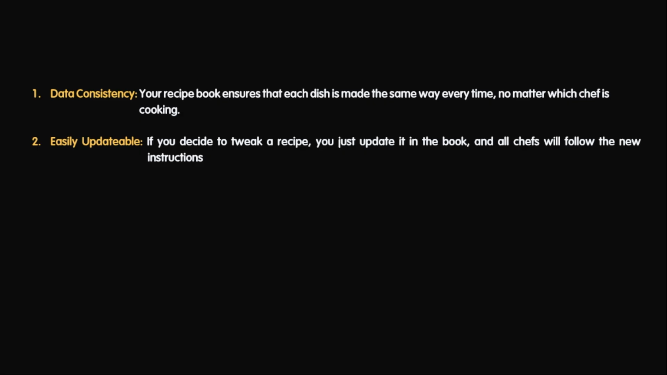And how the restaurant is maintaining the same taste every time is because of the consistency, because they have a special list of ingredients that they use and the cooking styles, right? So it maintains the consistency of food and taste for that particular restaurant. Easily updatable. If you decide to tweak a recipe, if you need to add some more masalas or more secret ingredients into your recipe, you can just update it in the book and all the chefs will follow the new instructions. Obviously we need to teach the chef as well how to make it.